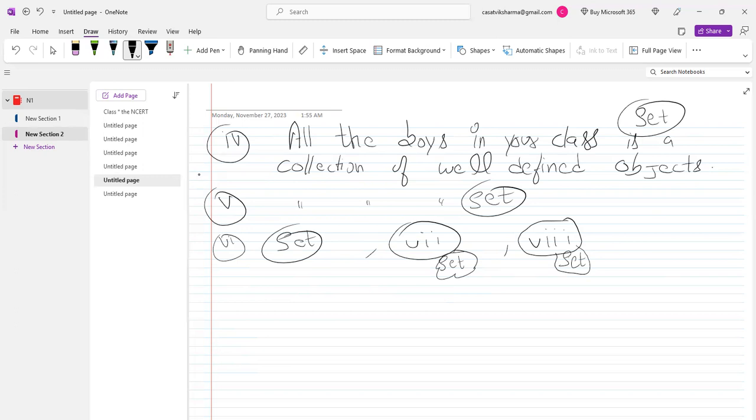A collection of most dangerous animals of the world. Yes, this is subjective, because for me the most dangerous animal is the spider, and for you the most dangerous animal may be the snake. So this is varying from person to person, and whenever there is a question of subjectivity, that will not be a set. This is the ninth part. Not a set. Question 1 done.